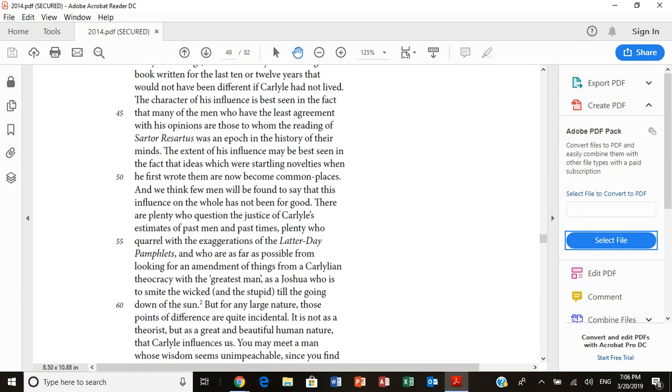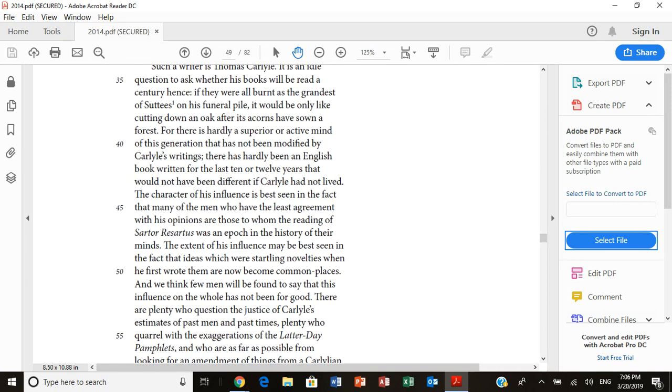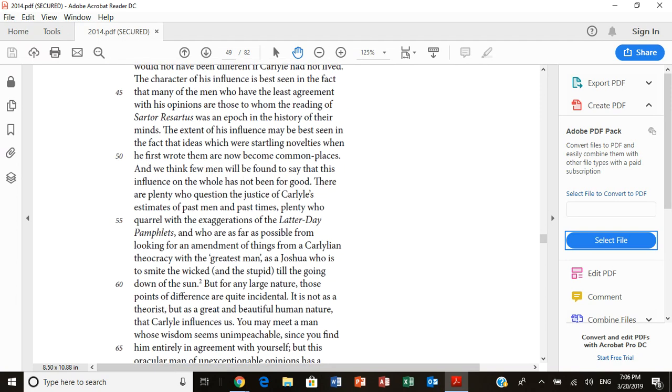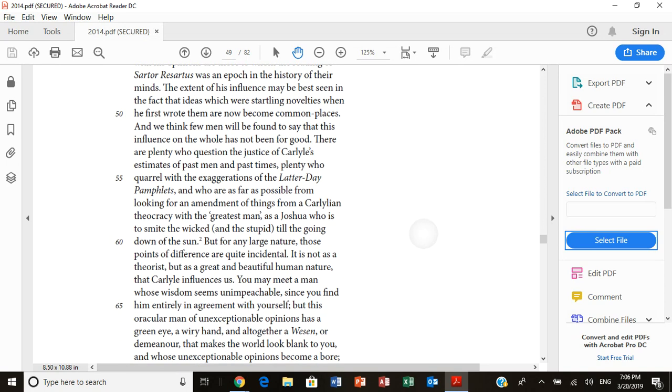The character of his influence is best seen in the fact that many of the men who have the least agreement with his opinions are those to whom the reading of Sartor Resartus was an epoch in the history of their minds. Okay, I don't know what Sartor Resartus is, but you do, because it's in italics, so it is a title of an important publication, and we can assume that it's one of Carlyle's books. And an epoch is a period in history, an important period of history, a period in which something special happened.